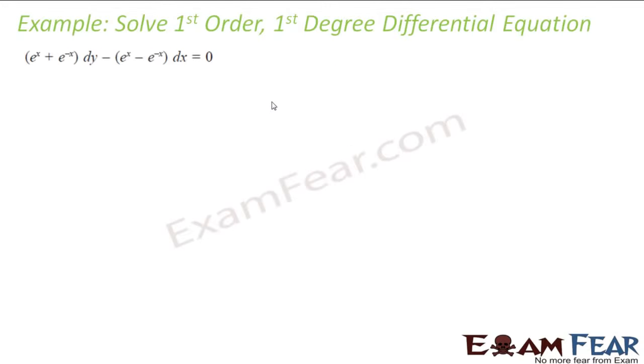Let's take one more example. e to the power x plus e to the power minus x dy is equal to e to the power x minus e to the power minus x dx. So here I can write very simply, dy by dx is equal to e to the power x minus e to the power minus x by e to the power x plus e to the power minus x, right? Or let me put dx here only. So what I have done, I have put dy here because there is no y component in all these, and dx here, all the x components. Just integrate.